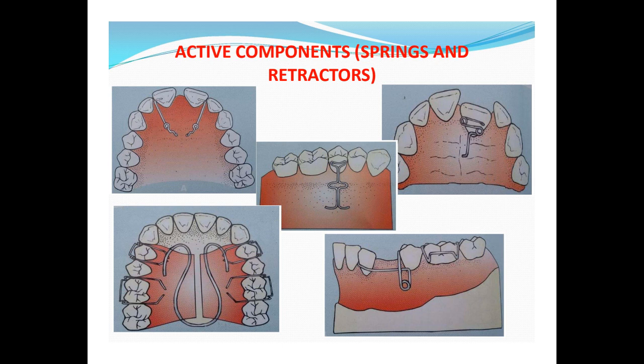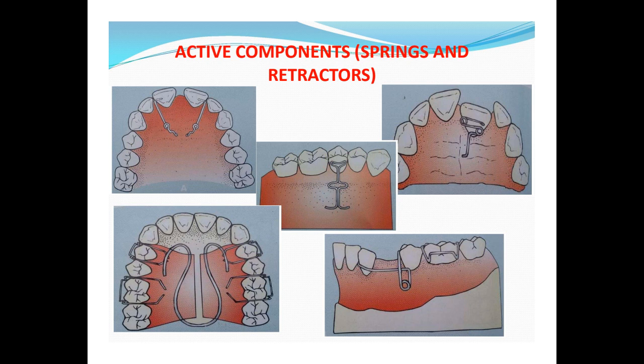The same is the case with a retractor. Retractor means pushing. So the active components of a removable appliance include springs and retractors. Here you don't have to know the names, we are just having some examples like the finger spring. Here it is in the shape of a Z, so it's called a Z spring. Here it is bent in the shape of a U, so it's called a coffin spring.